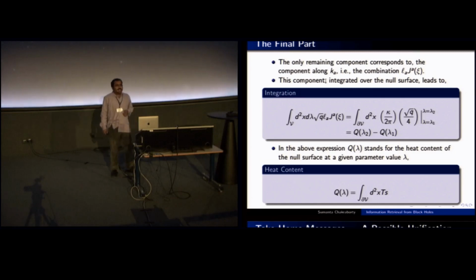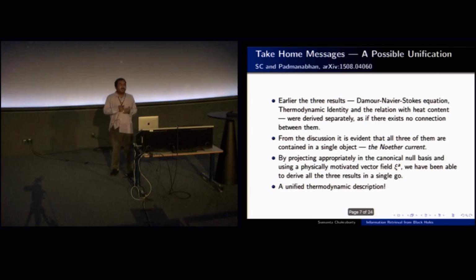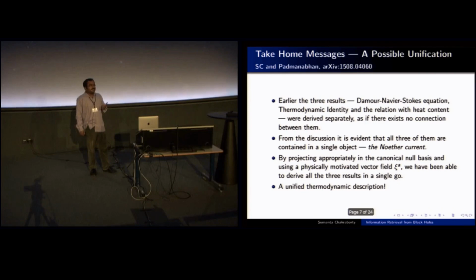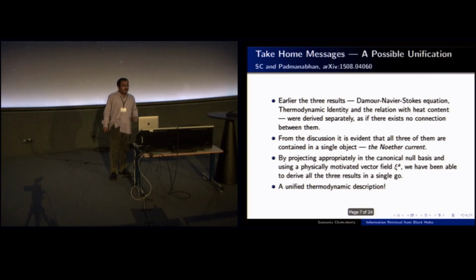So therefore, finally, the take-home message from this is that earlier all these three results were known in some other form, maybe in the context of black hole mechanics, but not in the context of a general null surface. So it turns out that all of them are essentially tied together in a single loop. So what you need is a single object, the Noether current, and when you project the Noether current along the null directions, what you end up getting are all the three relations that people knew earlier. And so this is giving you a unified thermodynamic description. So after giving this preliminary discussion on why null surfaces are important in connection to the gravity thermodynamic connection, I will now go to the context of black holes.